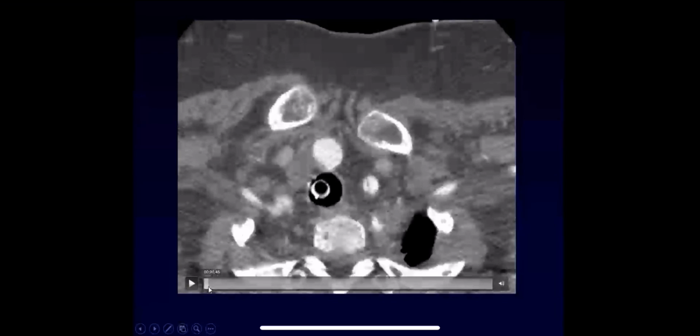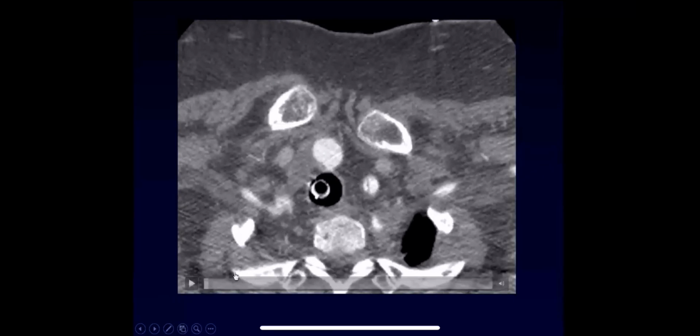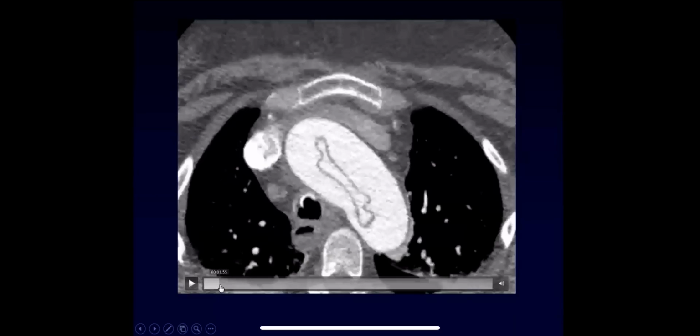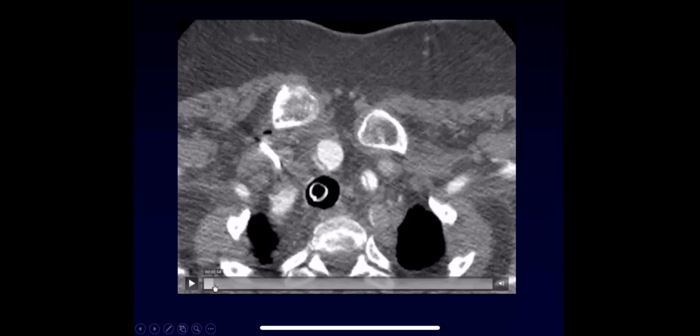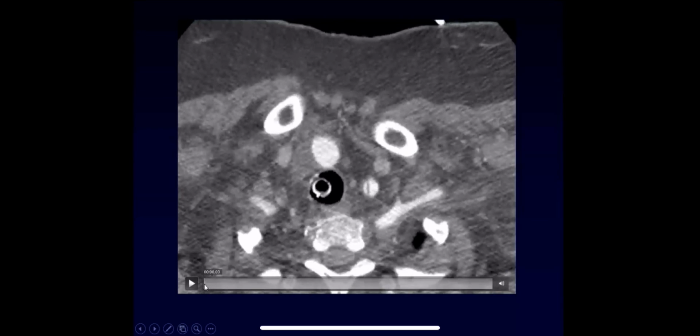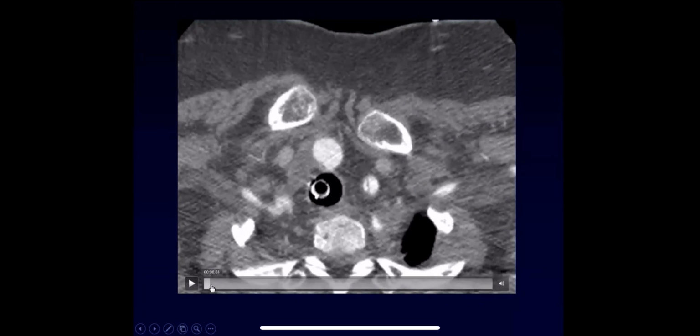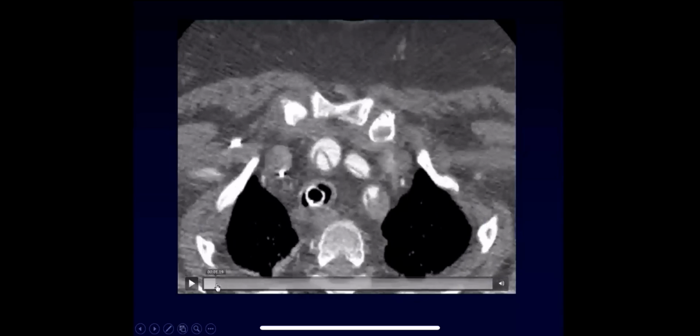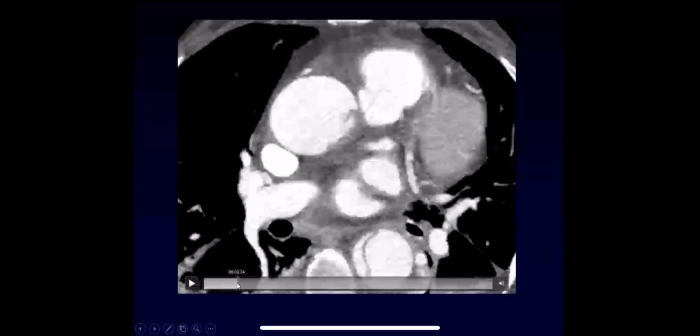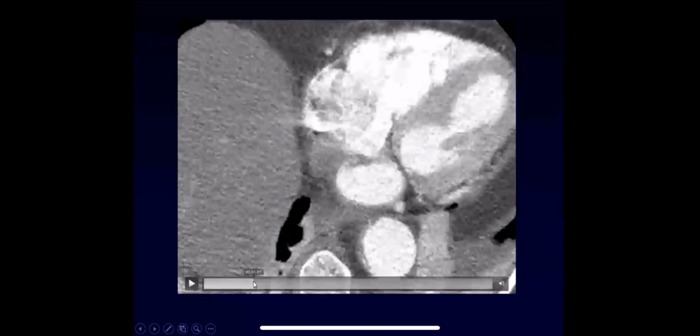And you can see that here, this is the false lumen. We had a head and neck CT as well, but the true lumen is becoming smaller, and then it's obstructed. And we've got the flap also resulting in significant narrowing of the true lumen in the left subclavian artery. So moving down, the flap extends through the descending thoracic aorta.